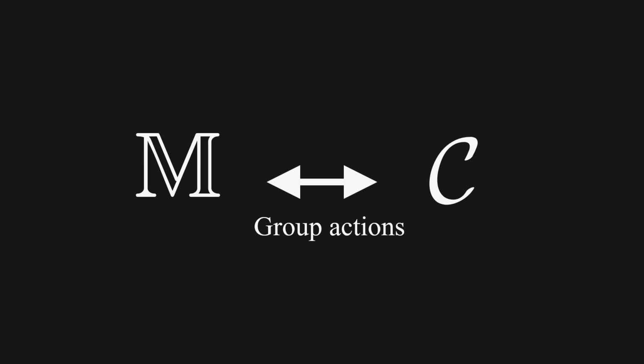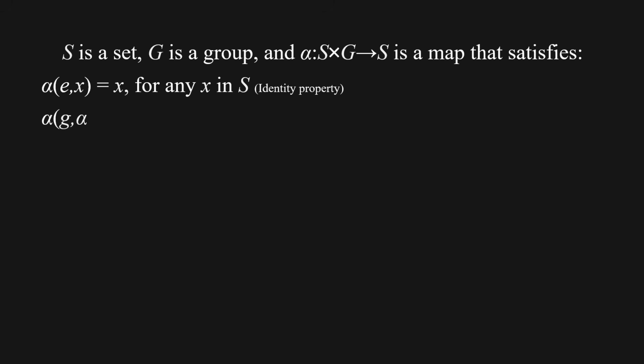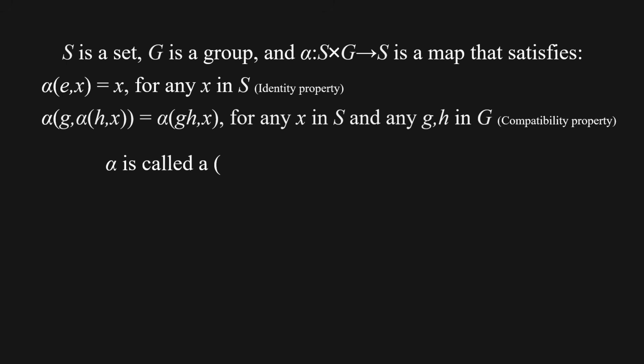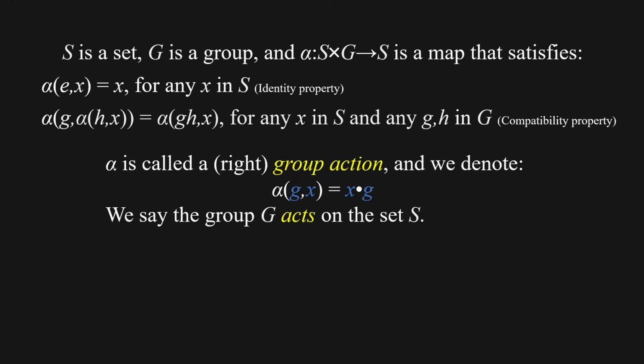The tool that's going to achieve this is group actions. The action of a group G on some set S is a mapping from S cross G to S, which satisfies these 2 properties.